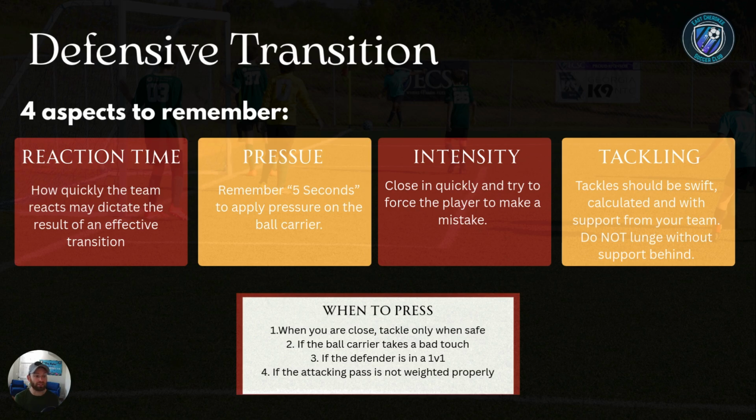Number 3, if a defender is in a one-on-one situation with an attacker, and the caveat is they think that they're going to be able to win that battle. And number 4, if the attacking pass is not weighted properly. So we kind of talked about that a little bit. If the pass is too fast, too slow, maybe a little bit rogue, then you have a chance to pick that pass off and transition your team now back to the attacking side.